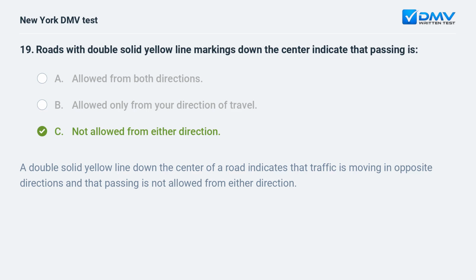A double solid yellow line down the center of a road indicates that traffic is moving in opposite directions and that passing is not allowed from either direction.